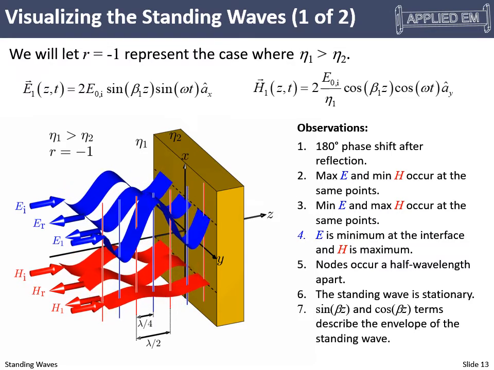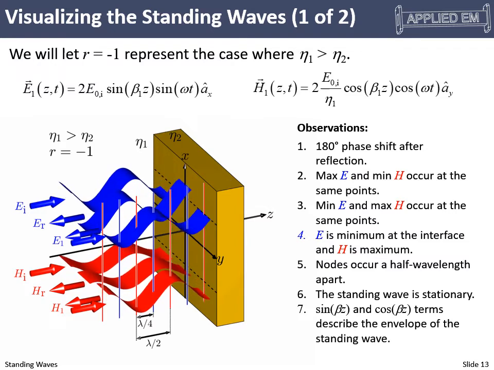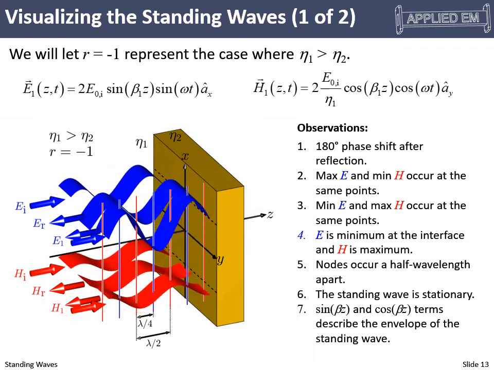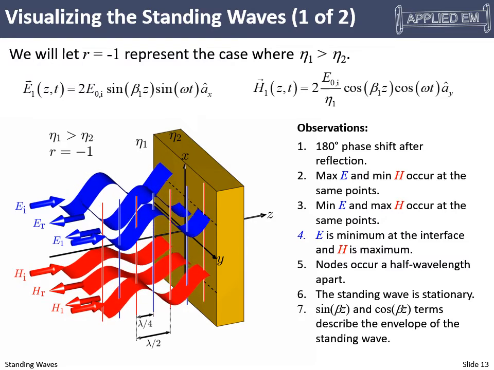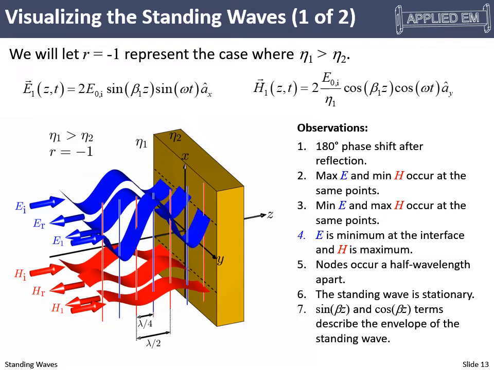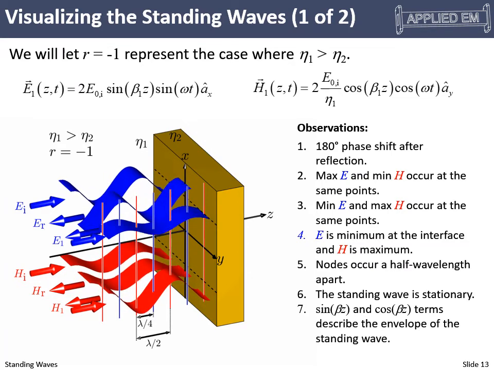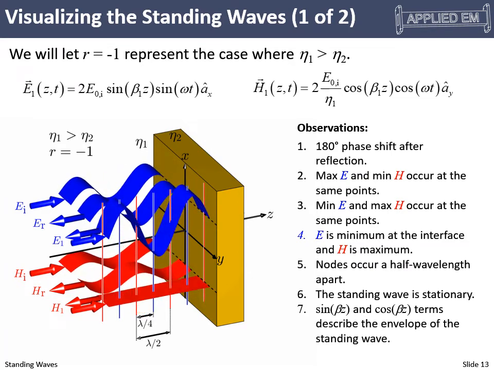Every quarter wavelength, we go from a minimum swing to a maximum swing. And the electric and magnetic field components of that standing wave are shifted from each other by a quarter wavelength. Maxima of one corresponds to minima of the other.